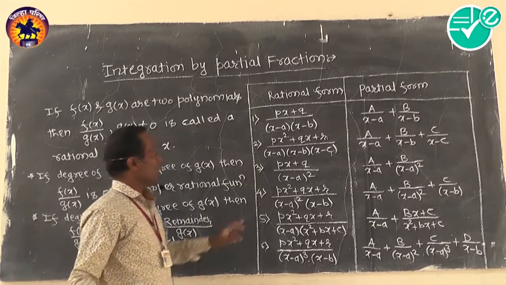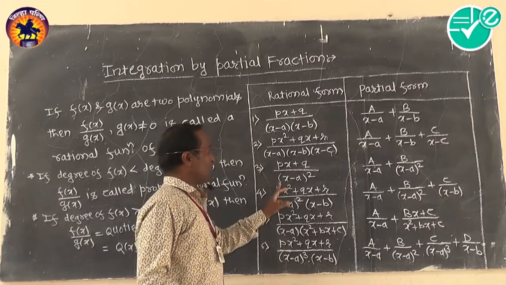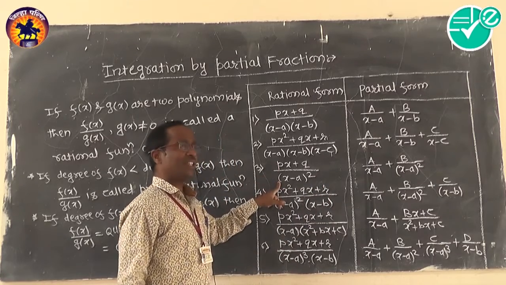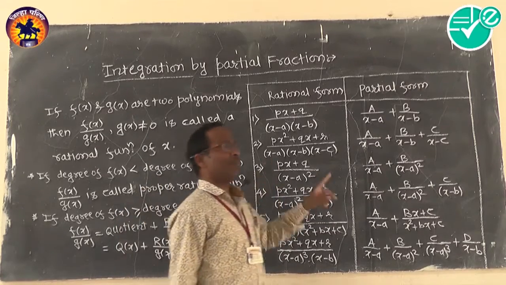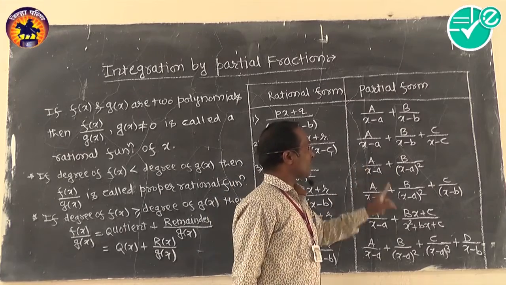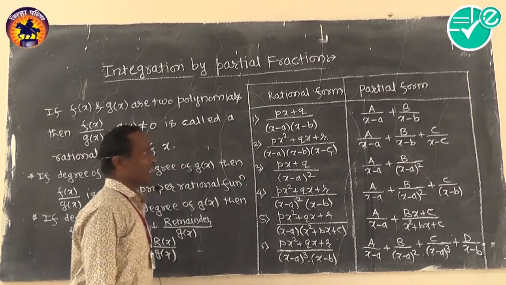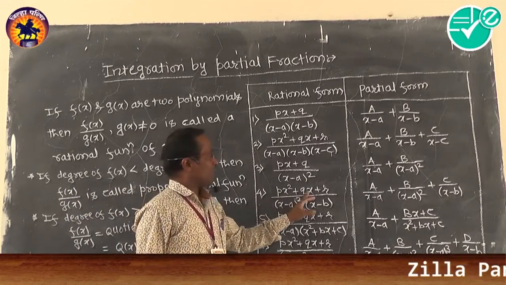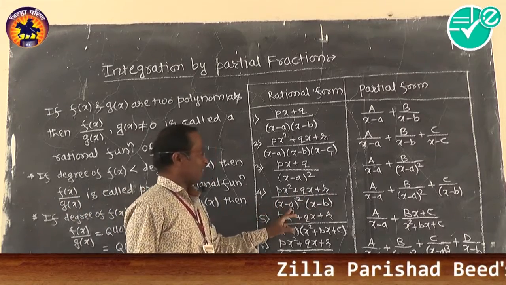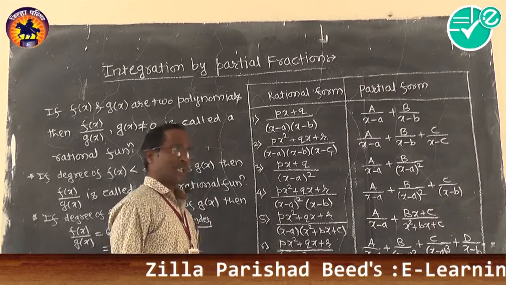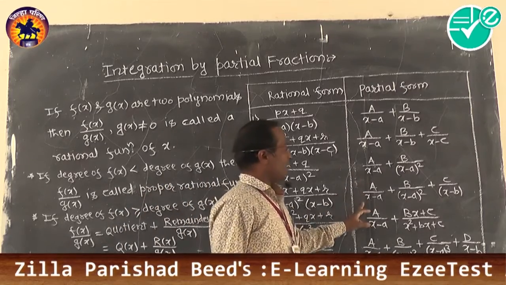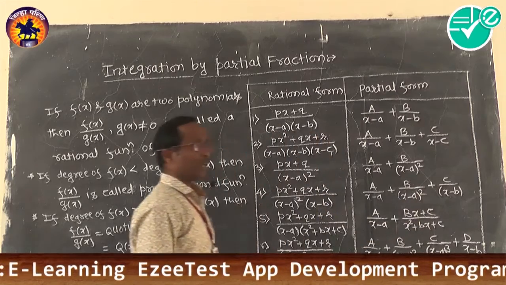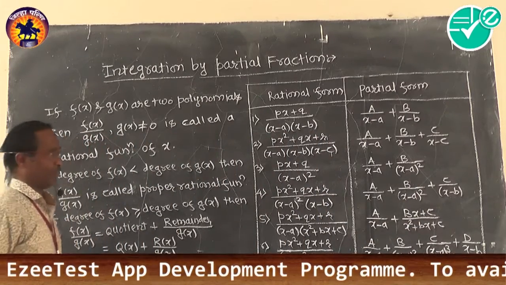So here the third form, px plus q divided by (x minus a) whole square, where the degree of the numerator is less than the degree of the denominator, can be expressed as A upon x minus a plus B upon (x minus a) whole square. Px square plus qx plus r divided by (x minus a) whole square into x minus b can be written as A divided by x minus a plus B divided by (x minus a) whole square plus C divided by x minus b.